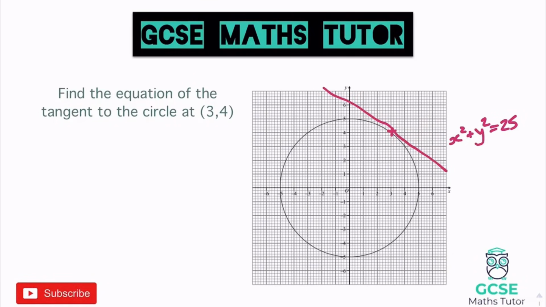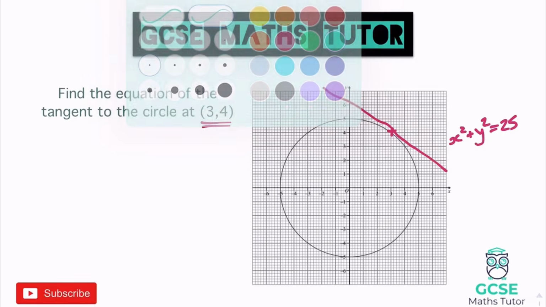Now, if we want to find the equation of that tangent, the equation of any line, we're going to need to work out what the gradient is. At the moment, we have nothing that we could actually use to work out the gradient of that line. We only have this one coordinate here, (3, 4). So if we want to get the equation of the tangent there, we need to find the gradient of something else, and that line that we're going to find is the radius.